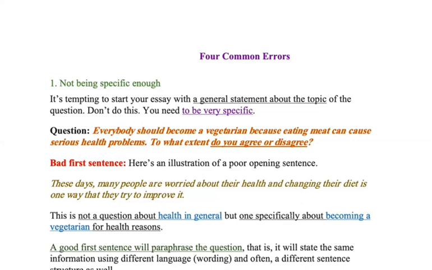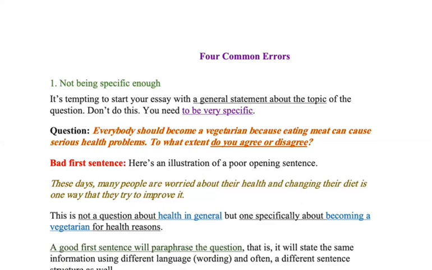Here we have an example of a bad first sentence. It is a poor opening sentence. The writer says, these days, many people are worried about their health and changing their diet is one way that they try to improve it. We are not talking about a general idea. We are talking about a specific one, to become a vegetarian. Worried about their health is too general.